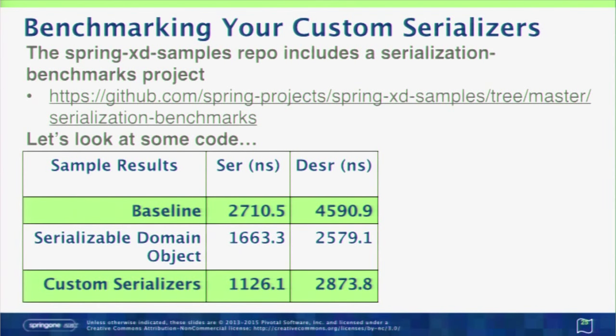So I want to look at benchmarking, because if you have a serialization that you've identified as a bottleneck and you're going to look at custom serialization, you're going to want to benchmark and see what the effect is. I want to switch over to the IDE and show you the code now. In the Spring XD samples repo, there's some benchmark testing that you could modify, to see how it would look if you set up the POJO codec and test that in isolation before you go in tweaking XD and copying jar files around.